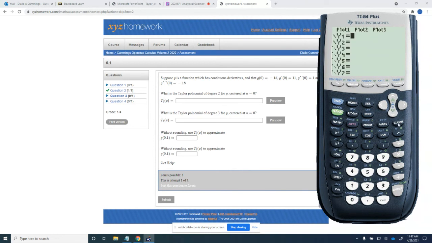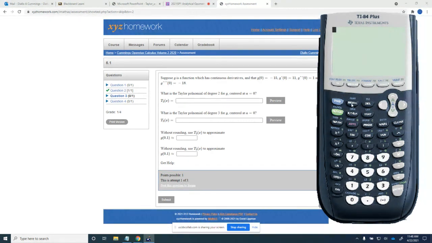I'm going to go into y equals, and for y sub 1, I'm going to put in that second order polynomial, negative 15 plus 11x plus x squared divided by 2. And for y sub 2, I'm going to put in that third order, negative 15 plus 11x plus x squared over 2 minus 3x to the third. Right.